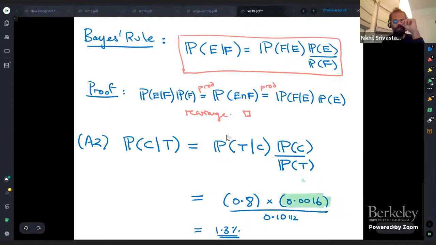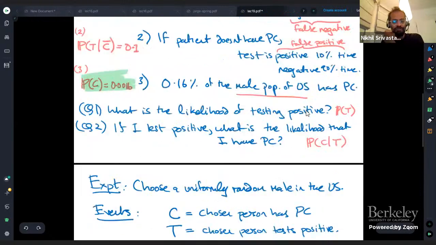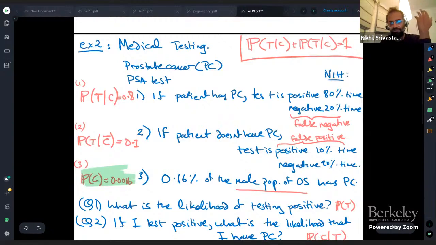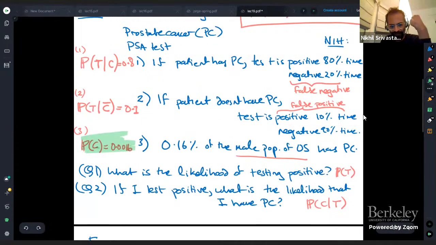I want to point this out because in a lot of the current discussion surrounding COVID testing, people just talk about the rate of false positives or false negatives, that this test has so-and-so accuracy or sensitivity. But the point I want to make is that it's actually impossible to answer the question of, if I have a positive test, what's the likelihood that I have the disease, without knowing a third piece of information, which is what fraction of the population actually has the disease.